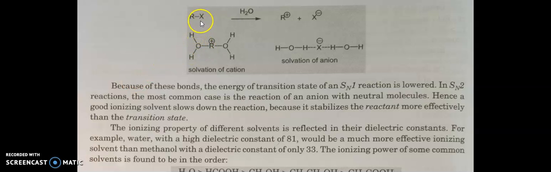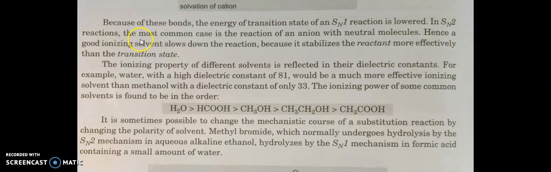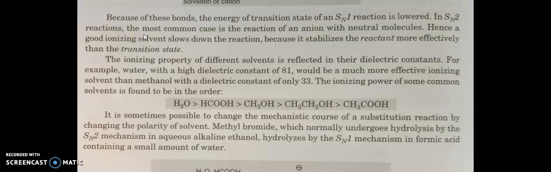You can see here this RX reacts with water, forming R plus and X minus. Hydrolysis occurs. In the same way, this carbocation R plus is stabilized by solvation, with water molecules around it. And this X minus, if water is there, is stabilized by solvation of the anion through hydrogen bonding. Because of these interactions, the energy of the transition state of an SN1 reaction is lowered.